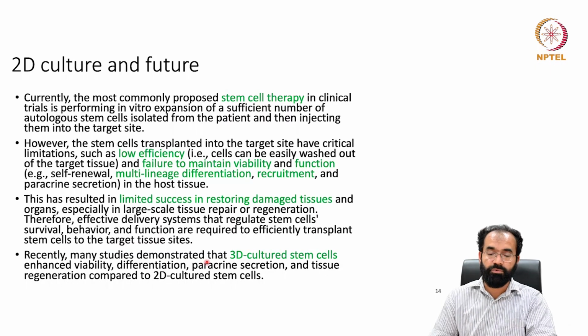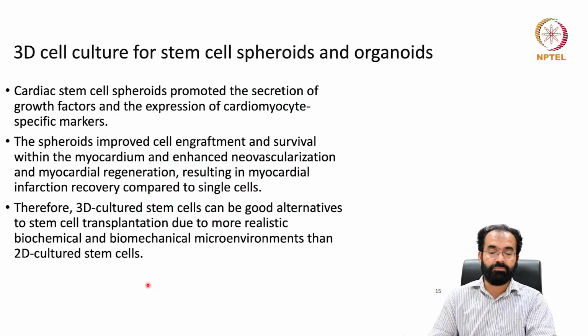Recently, many studies demonstrated that 3D cultured stem cells enhanced viability, differentiation, paracrine secretion and tissue regeneration compared to 2D cultured stem cells. So 3D cultured stem cells are spheroids and organoids. Cardiac stem cell spheroids promoted the secretion of growth factors and the expression of cardiomyocyte-specific markers. The spheroids improved cell engraftment and survival within the myocardium and enhanced neovascularization and myocardial regeneration, resulting in myocardial infarction recovery compared to single cells.